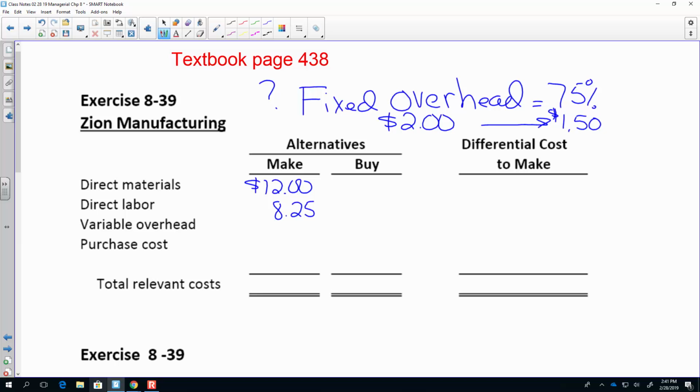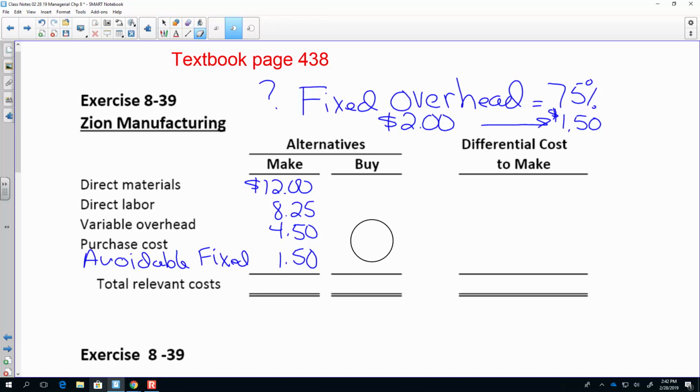We have 4.50 for variable, and let's put in avoidable fixed of $1.50 as part of the make choice. If we make it, we have to have that fixed overhead. If we don't make it, I can get rid of it. The purchase stays the same at 25, which I'm going to push up here a little bit. That goes over to there.